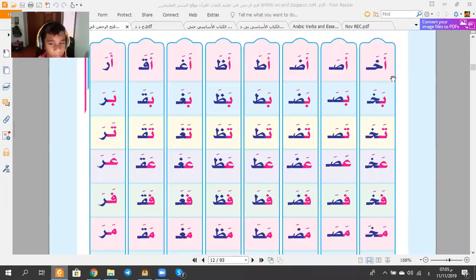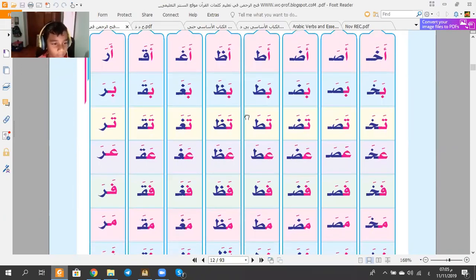We will read together the Arabic heavy letters. We will read it with Wathiq. I read it, then Wathiq will repeat it after me when I finish. Akha, Asa, Ada, Ata, Ava, Aga, Aqa, Ara.